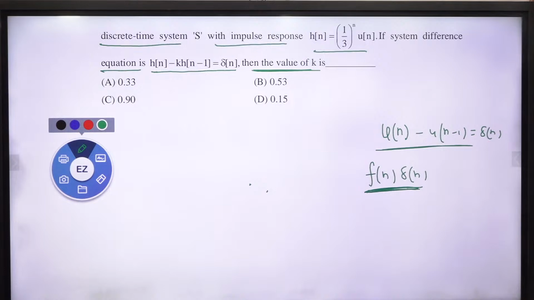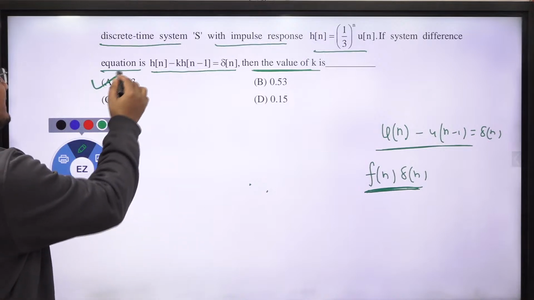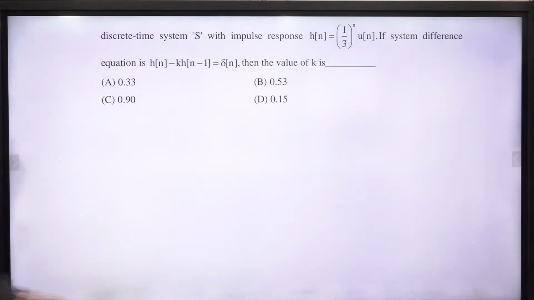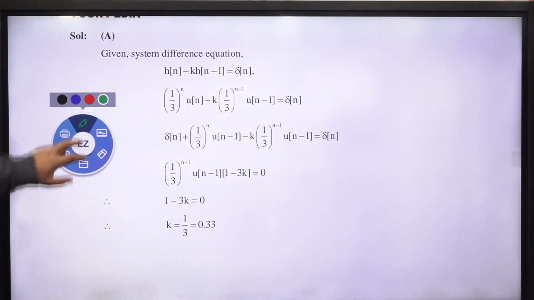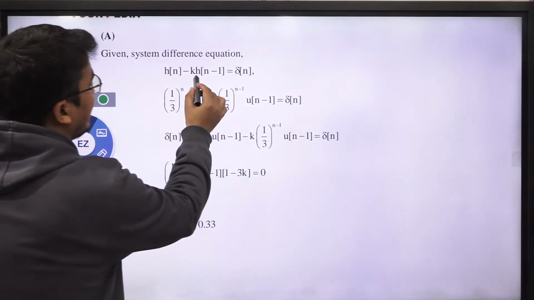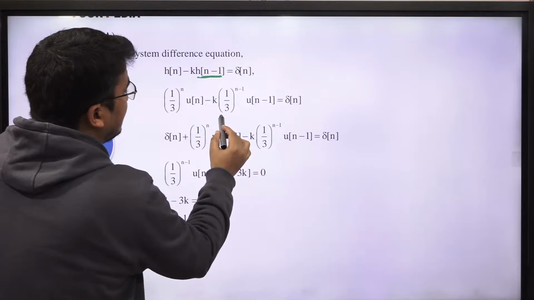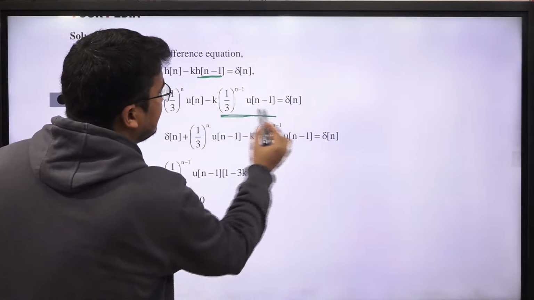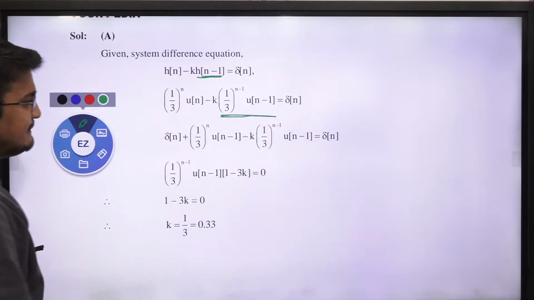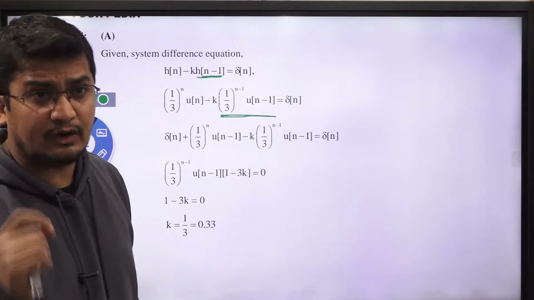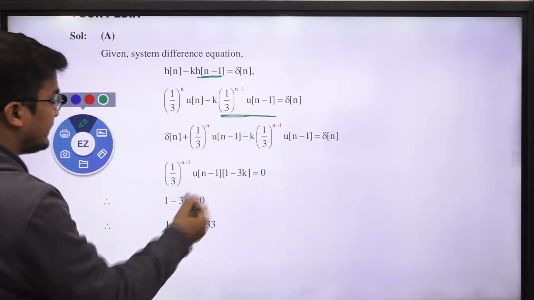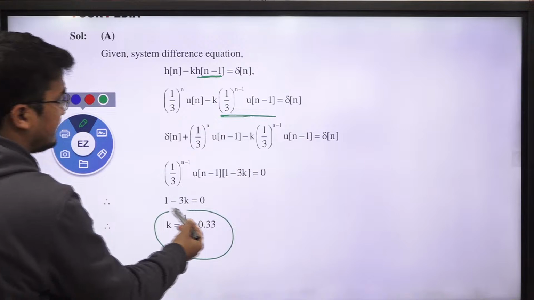So what will be the answer? Yes, Anirudh, 0.33 is the right answer, perfectly. Okay. So I'm telling you again, the solution is here. You can see what I did. I just calculated h of n minus 1. I told you that will be 1 by 3 raised to n minus 1 times u of n minus 1, again del of n. Then I simply used the relation u of n minus u of n minus 1 is equal to del of n, and I put that here and equate the equation. I get k is equal to 1 by 3.